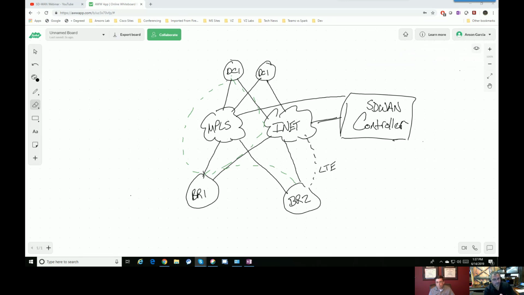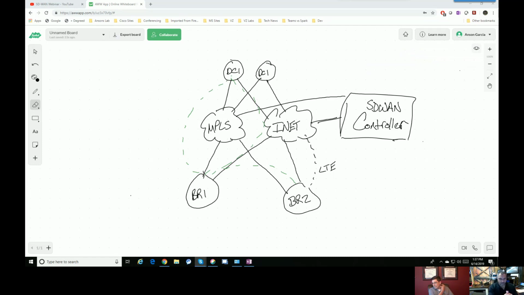Okay, so hold on. Traditionally, when we talked about GRE or IPsec tunnels or DMVPN way back in the day, we did it more for security purposes.